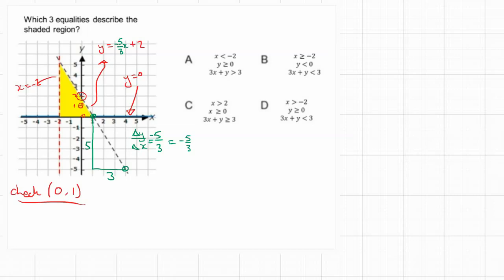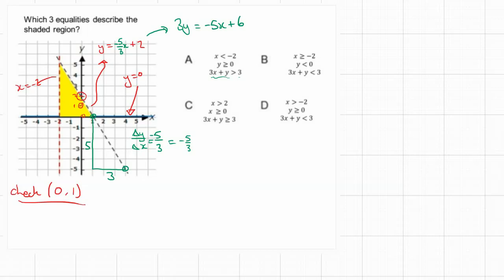I can do a bit of rearranging. Obviously, it seems like they want it in a different way. I'm going to times by 3. So 3y equals -5x plus 6.